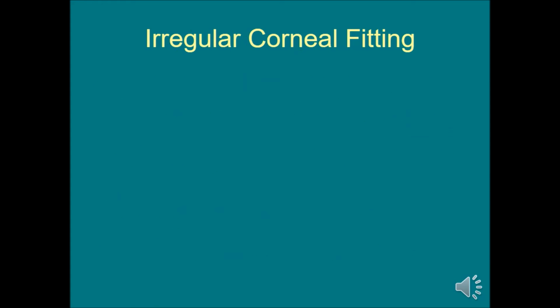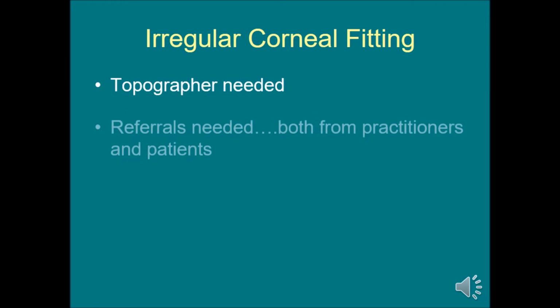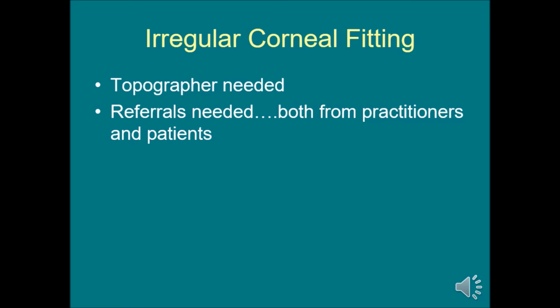Irregular corneal fitting. Are you going to do some of that? You're going to need a topographer so you can see what you're dealing with. You're going to need referrals, both from practitioners and from patients. Patients that have irregular corneas are so thrilled because you're going to make them see where they couldn't even pass a driver's test with a pair of glasses. With these irregular corneas, you're going to fit lenses that allow them to function and see, and probably have a job where they didn't have a job, or they had a low-paying job. They can move up because their vision has been improved dramatically. So it's quite rewarding in more ways than just monetarily.